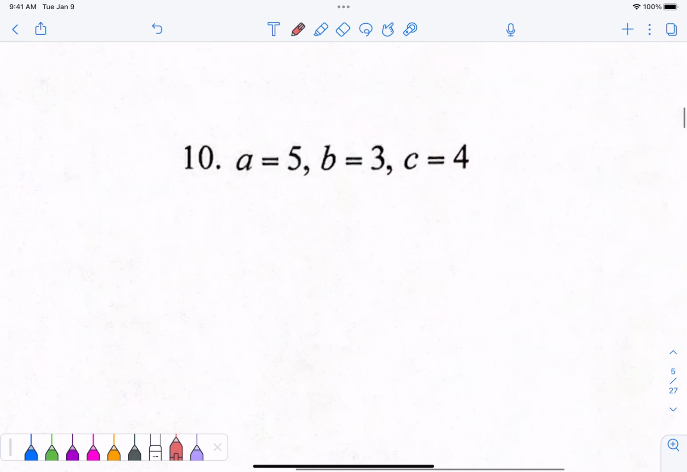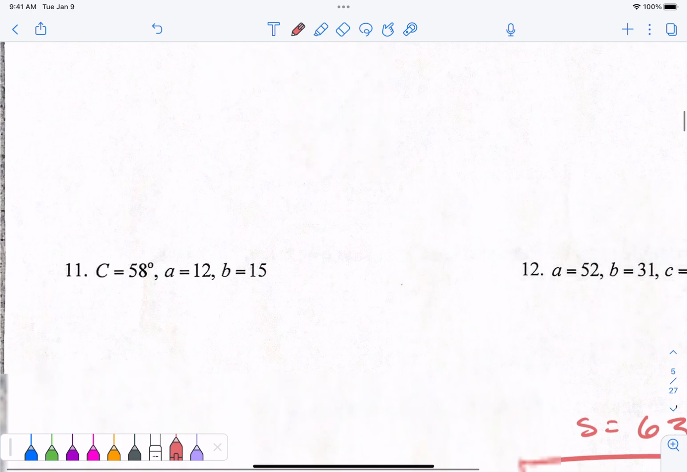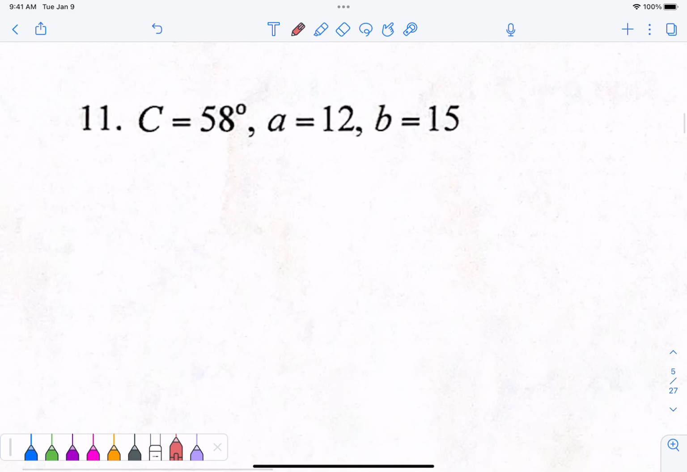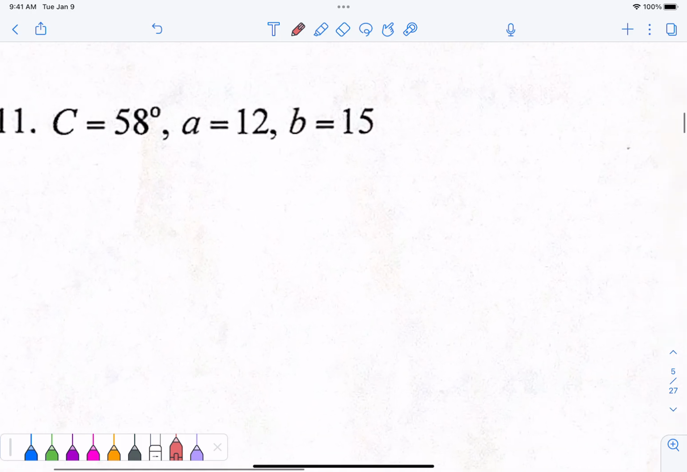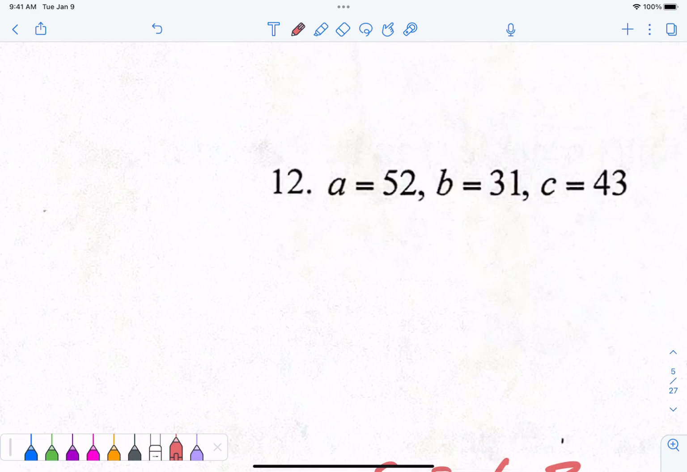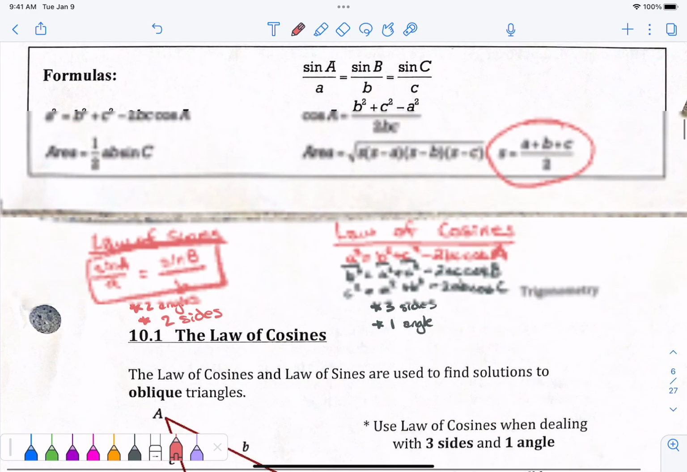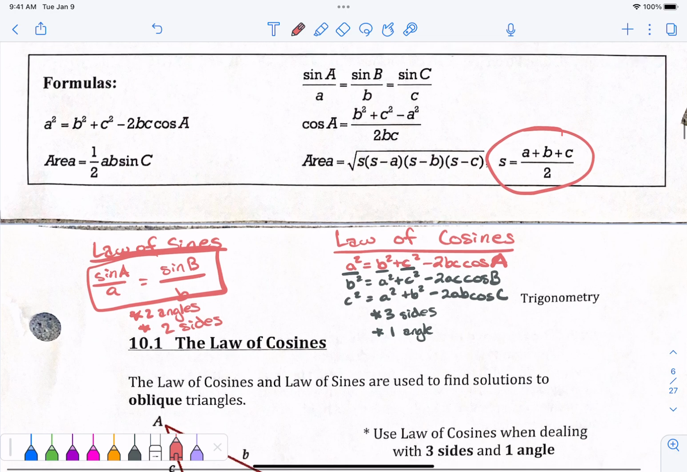Number 10 is going to be Heron's formula, because you have three sides. This one is also going to be the 1/2 AB sine of C, or whatever it is. And then Heron's formula again. Is that it? Yep, that's it. You have all the formulas down here if you need them, which is so nice. So you can just go back to those. And that's it. That's all I have.